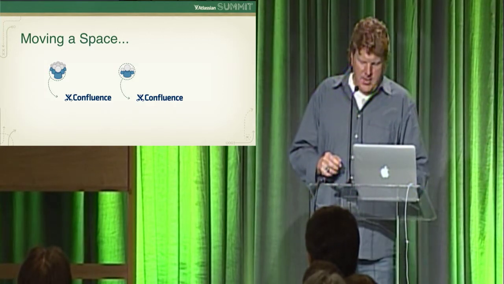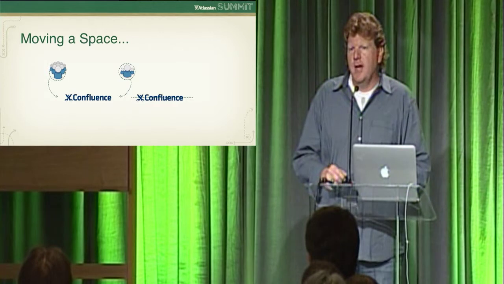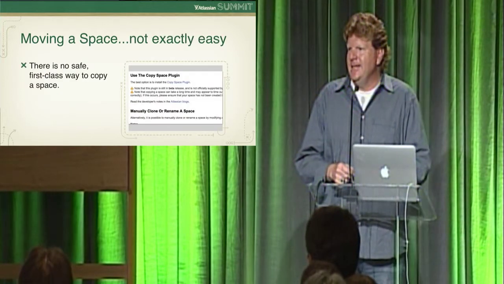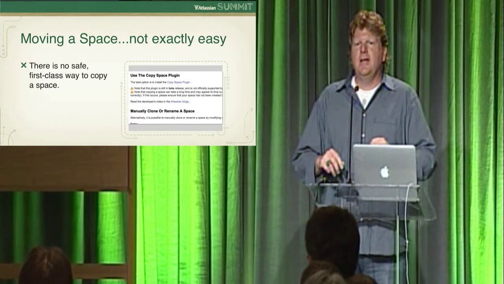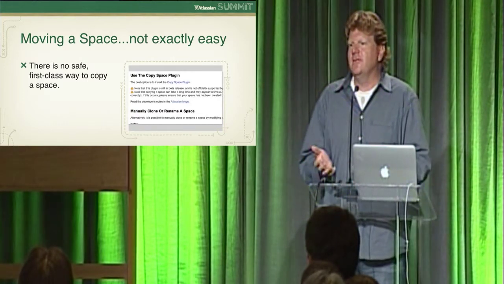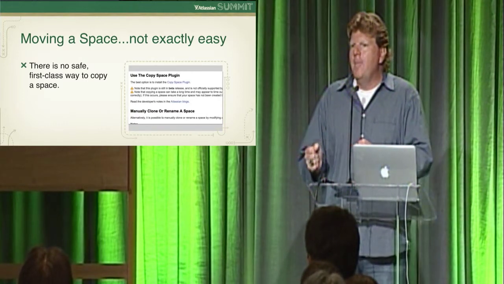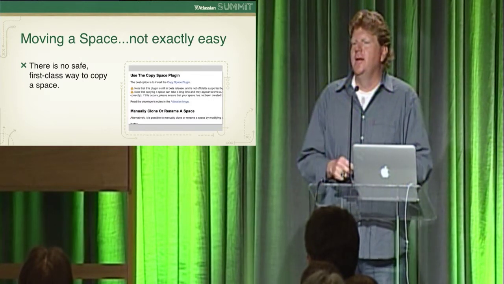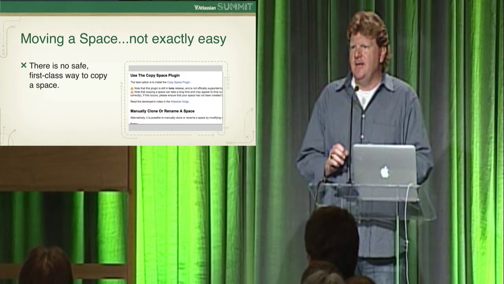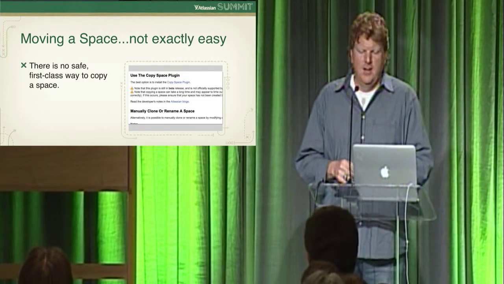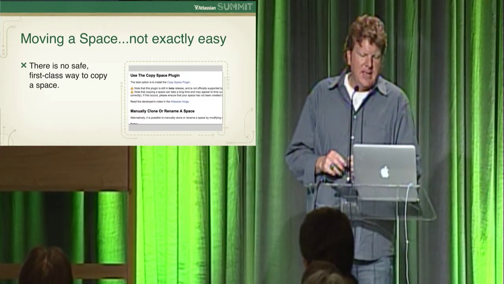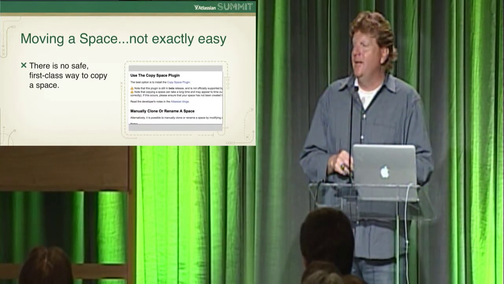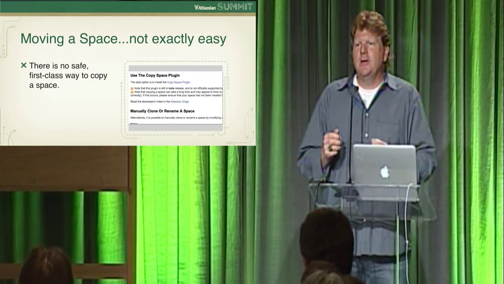All right, so it came time to do this. Let's go check the Confluence documentation on how to do it. And it's not exactly easy to do this. And this isn't really a dig on Confluence, but it's a fact of life that if you want to go muck with a space, rename it, clone it, move it, there's really no easy first-class way to do it. In the documentation, it's got these warnings about this copy space plugin, and it's got two warnings.